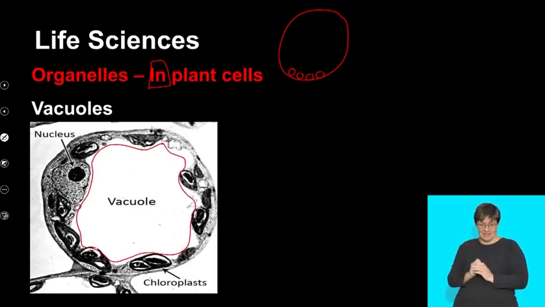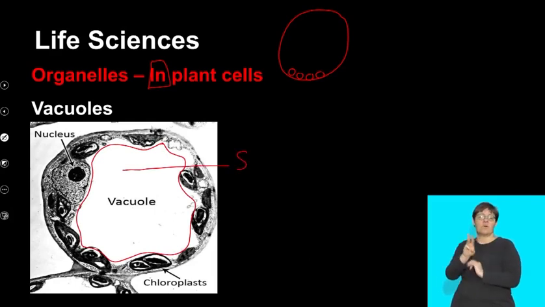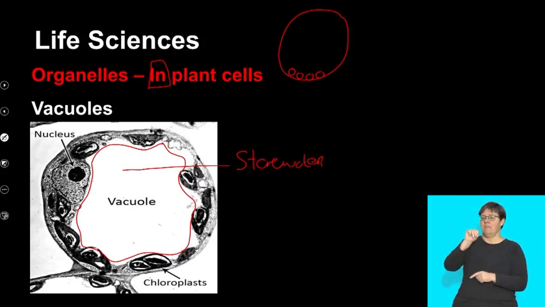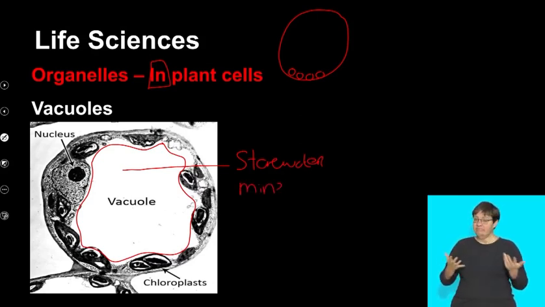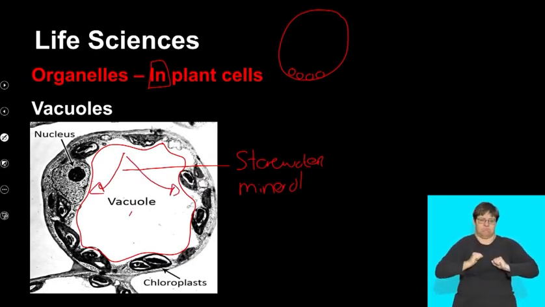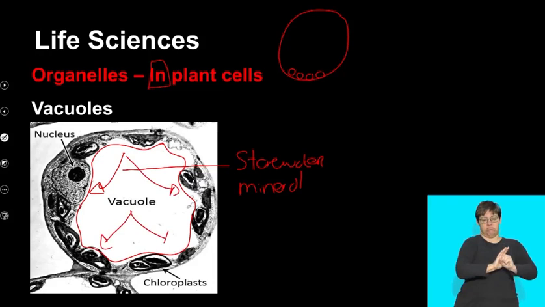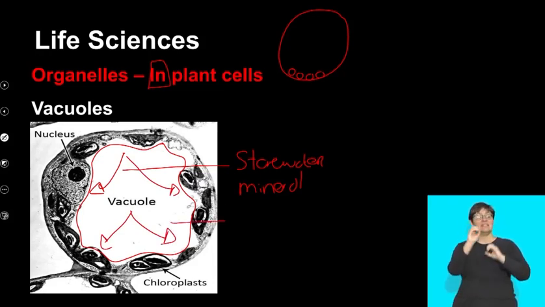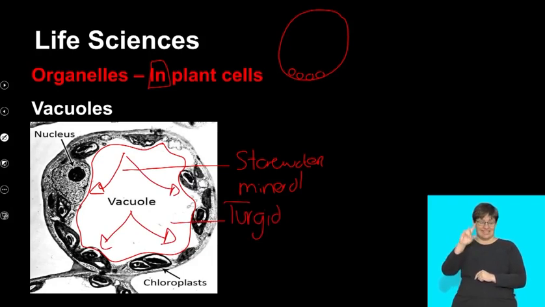And what it does is inside here, it stores water, all right, and minerals. But now what happens is that when it stores it, it fills it up and it pushes against the cell wall. And when it does that, we say that the cell is turgid. What do I mean by turgid?